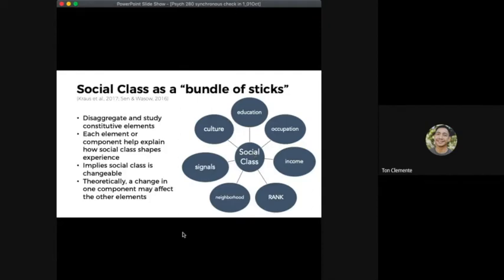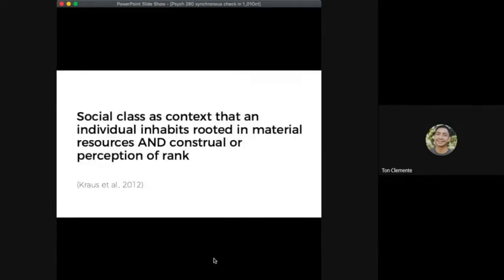So I'm starting with this because for me, this is a very good way to conceptualize social class as a psychological experience. Any questions so far before I proceed?